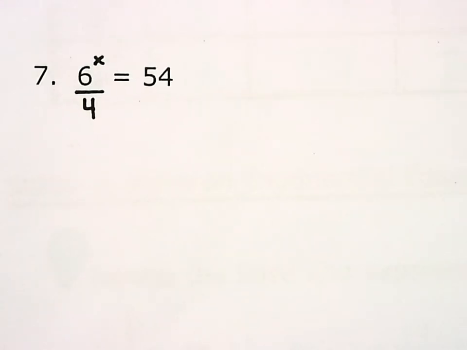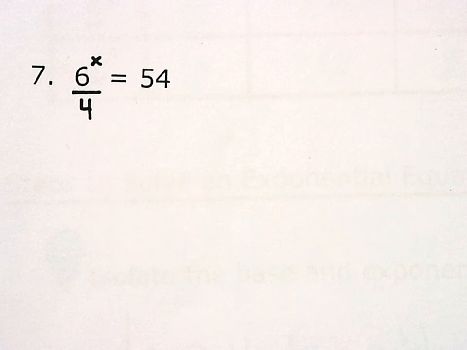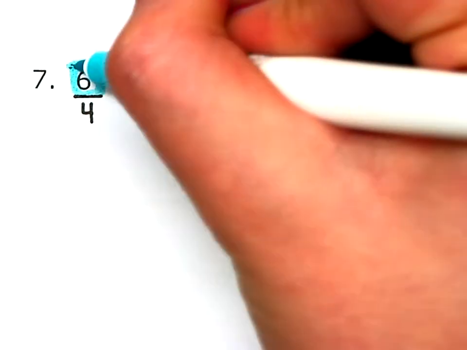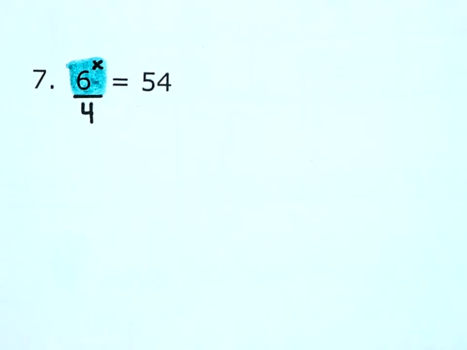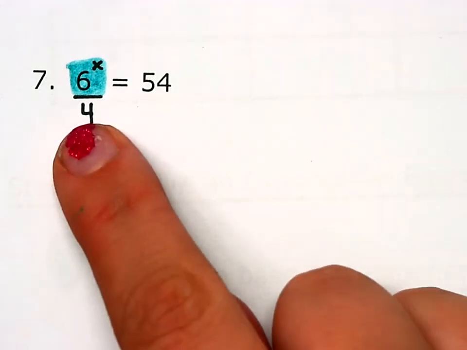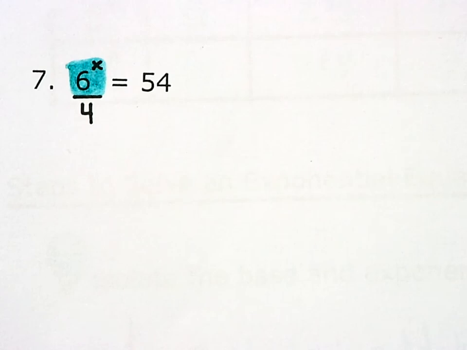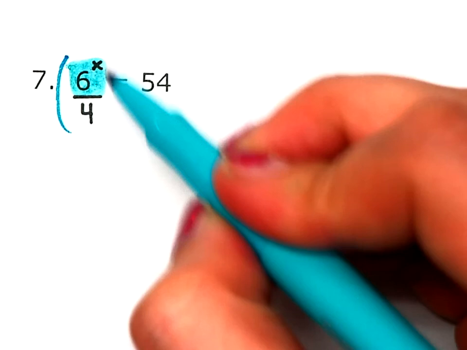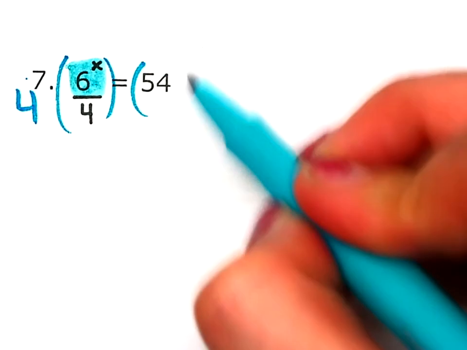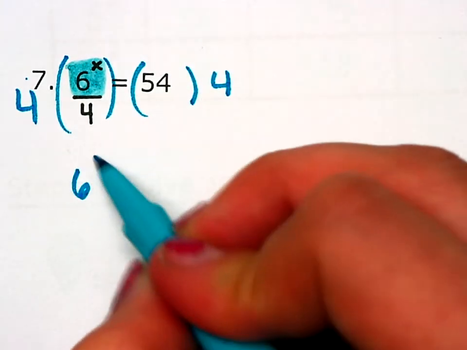All right, next one. Ooh, we're changing it up just a little. So this time, the term that I want to isolate is right here. It's 6 to the x. And I have this divide by 4 that I don't want. Notice there's no parentheses. So this divide by 4 is separate from the 6 to the x. So that means I want to multiply both sides of the equation by 4.